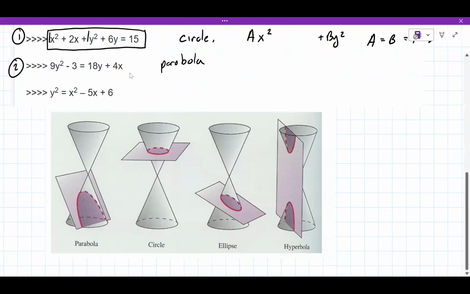So this one, much like the previous one, you look at what's in front of x squared and what's in front of y squared. And what you notice is that there's actually no x squareds here. So since a equals 0, when a is 0, there's no x squared. This is why it is a parabola. That's the explanation.